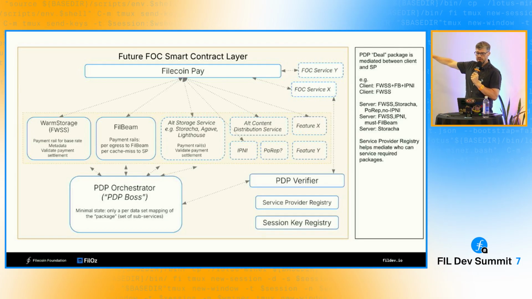And you can see I've put some other things in there. There's maybe an alt content distribution, maybe a competitor to Fill Beam shows up, maybe there's one with retrieval proofs. We could have a service that involves IP&I, so we dribble a small amount of funds to IP&I for the provision of IP&I services, because you've opted in to IP&I and somebody should get paid maybe for that work. Possibly PoRep in there, a bit more complicated.